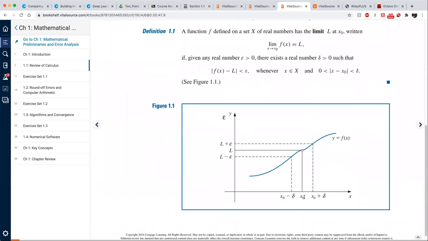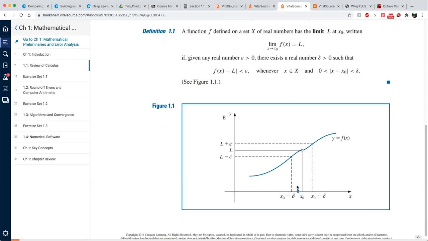All right, so this means whenever x is close to x naught. The absolute value of x minus x naught being between 0 and delta means that x is within x naught minus delta and x naught plus delta. So let's say x is right here. The distance between x and x naught is less than delta, which means x lies within x naught minus delta and x naught plus delta.